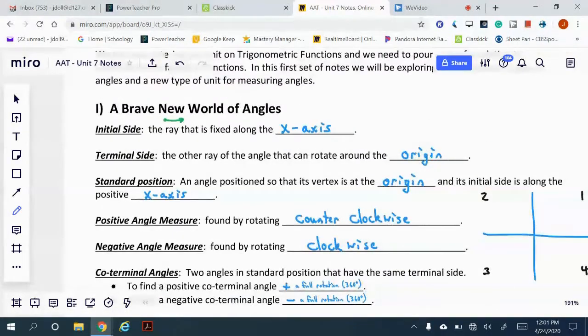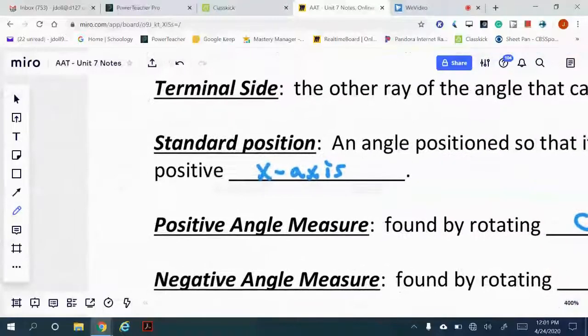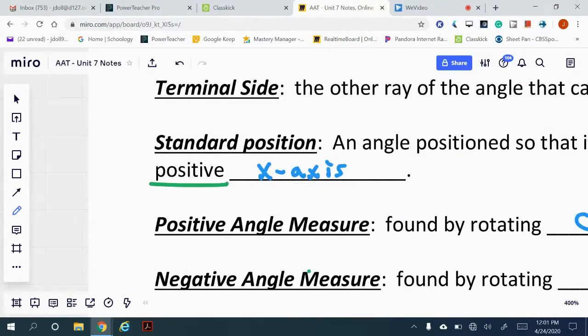Then you have the terminal side. Right, angles still have two sides. The terminal side is the other ray of an angle, and it can rotate around the origin. That's going to be our fixed point, kind of the vertex for all of our angles here. Now, when we talk about an angle being in standard position, what that means is the vertex is the origin, and the initial side is on the positive x-axis. And this is the important word here, positive x-axis.